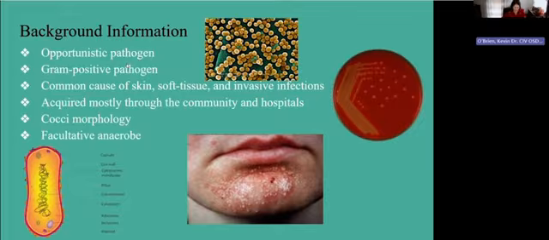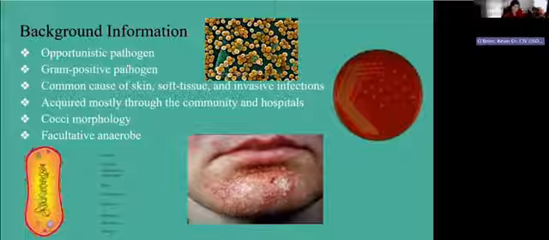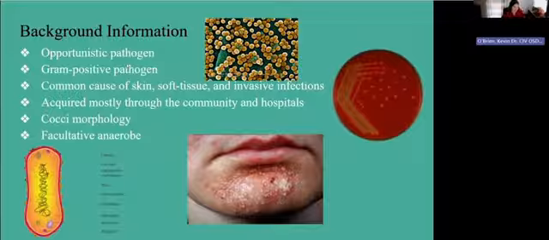It has coccus morphology, so it's little balls, and it is a facultative anaerobe, meaning it can survive both with oxygen present and without oxygen present. Without oxygen present, it just uses fermentation, and with oxygen, it's going to use aerobic respiration, and this increases its virulence because it is versatile in where it can survive.